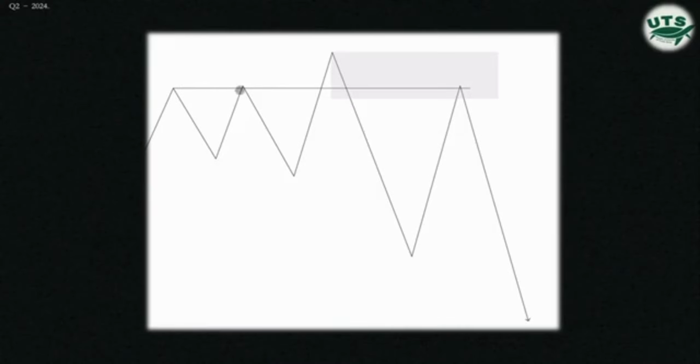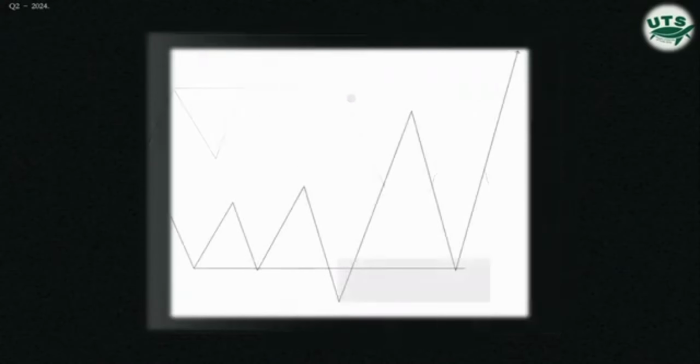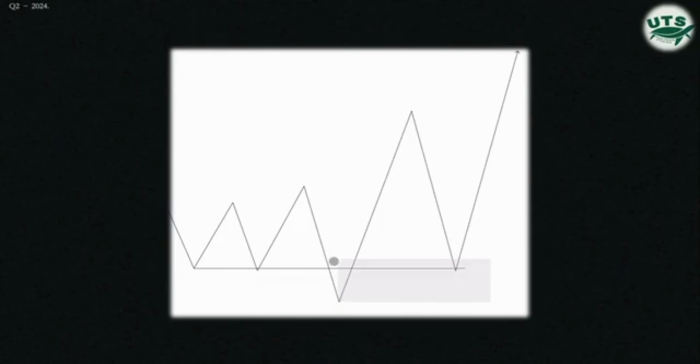High, stab into the high with an up close candle, close below it. As soon as you close below this candle, you've got to sell. Is that simple? And vice versa. You have an old low, you stab into it with a down close candle. As soon as you close above the candle, you've got to buy.